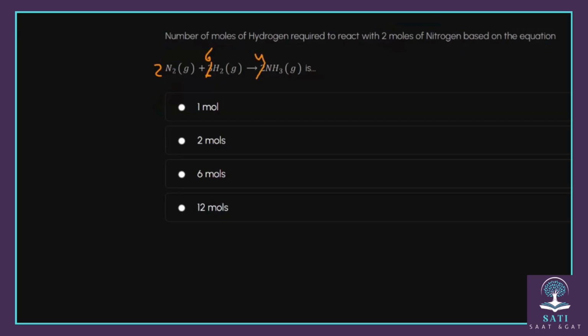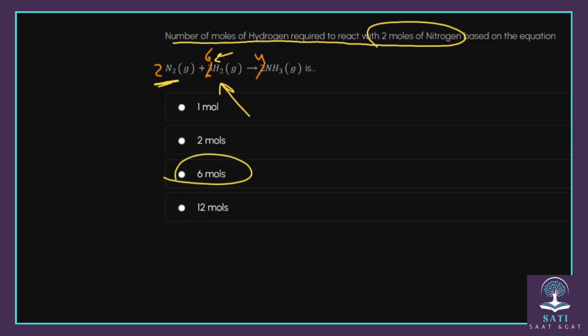Now I go to the question. How many moles of hydrogen are required to react with 2 moles of nitrogen? Now I have already, as you see, 2 moles of nitrogen. How many moles now of hydrogen? You're going to see 6 here, 6 here as the number of hydrogen moles. So you choose 6 as the answer.